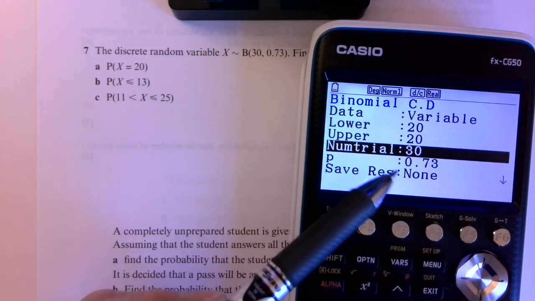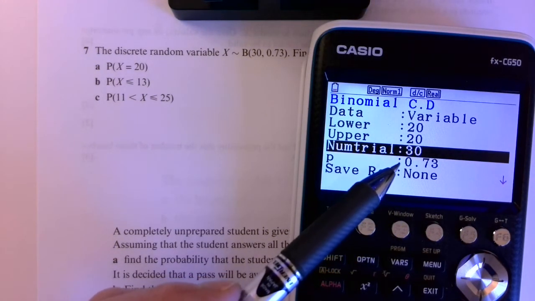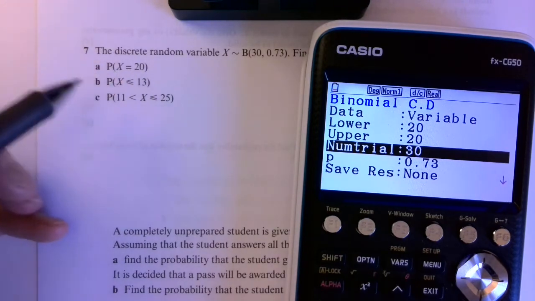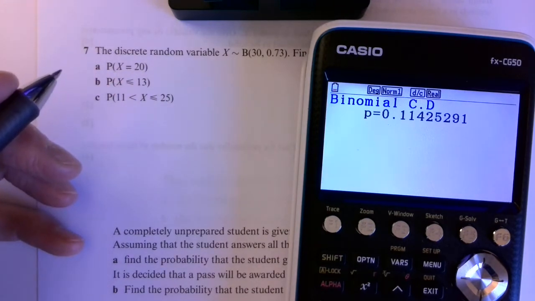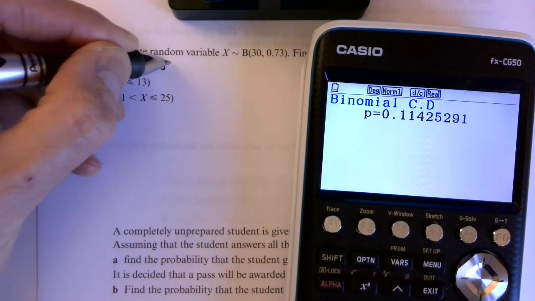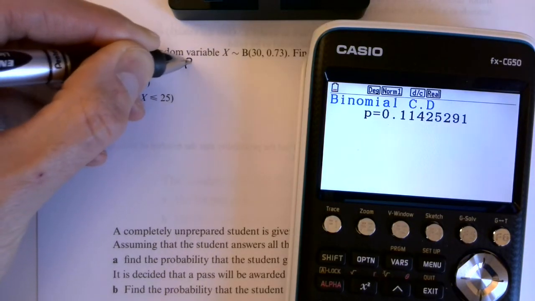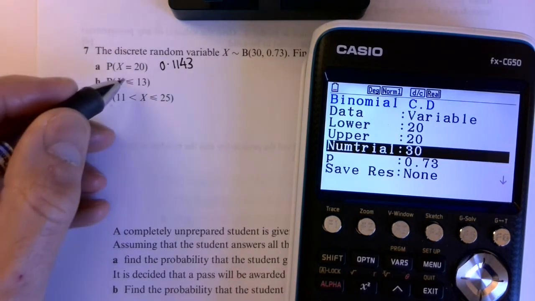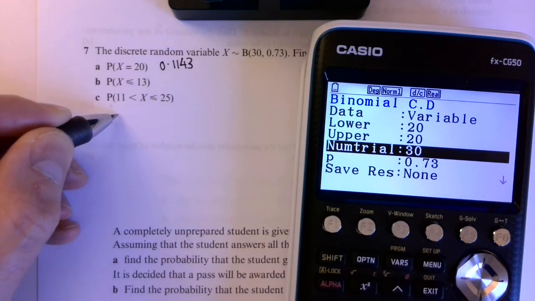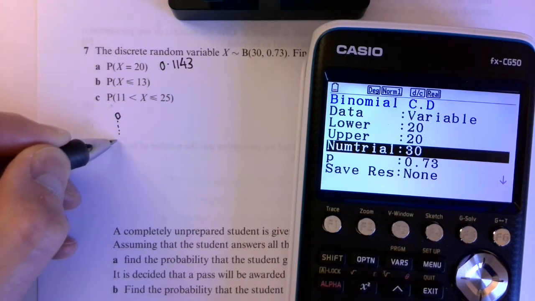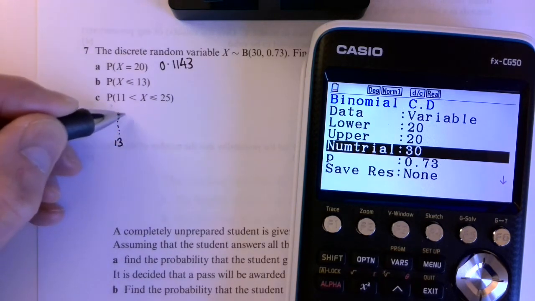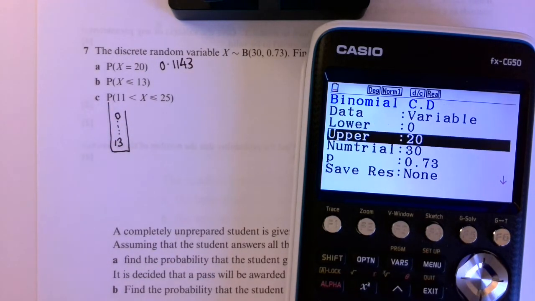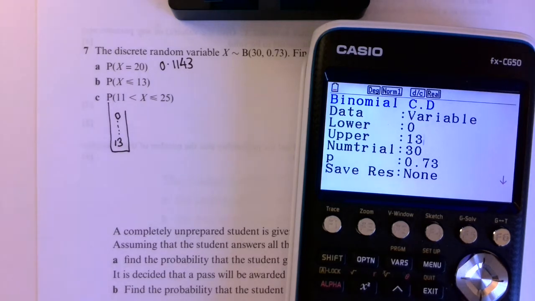Okay, so your first step would have been to enter the number of trials and probability of success. And then for 20, you could do that manually, but might as well use the calculator. So that's 0.1143. Less than or equal to 13, so that's everything from 0 up to and including 13. So our lower was 0, our upper was 13.